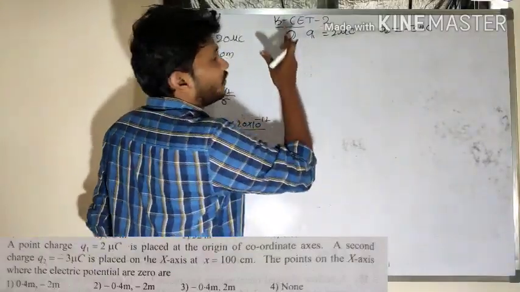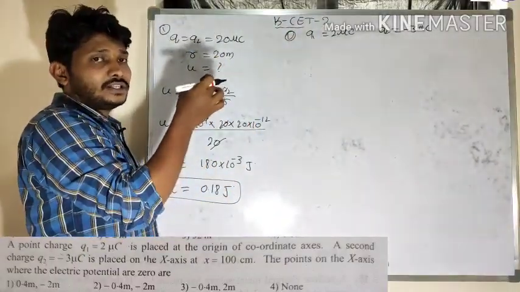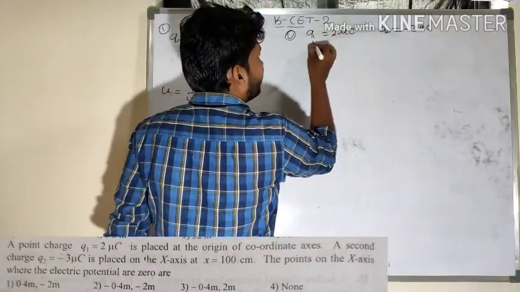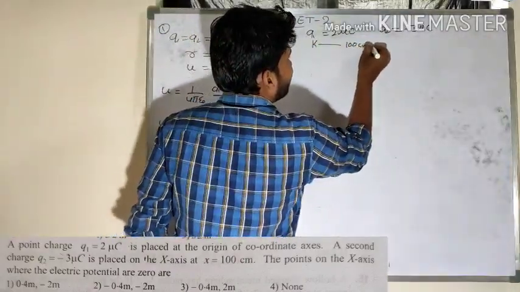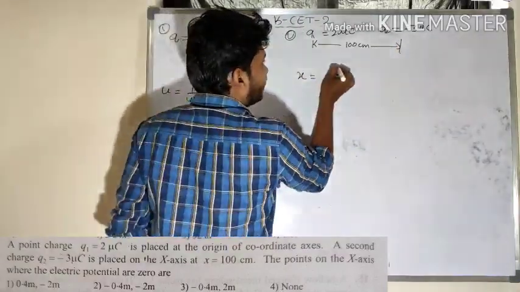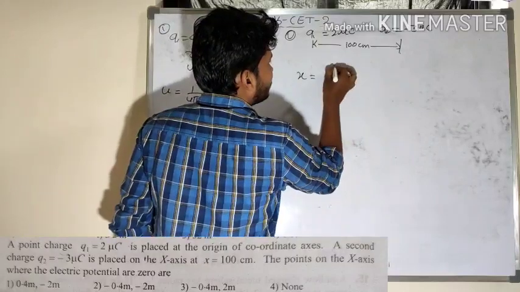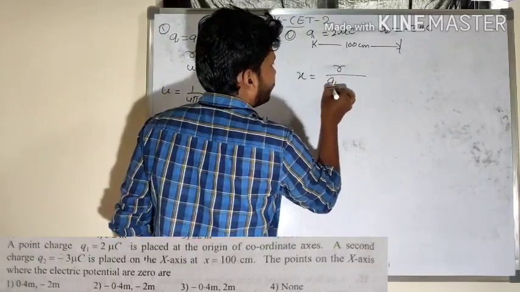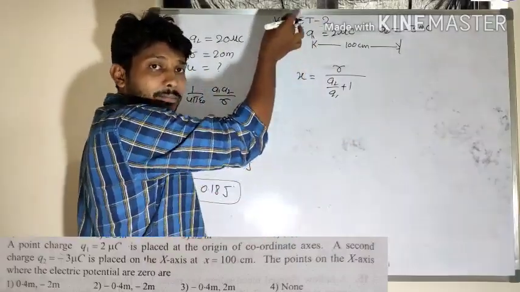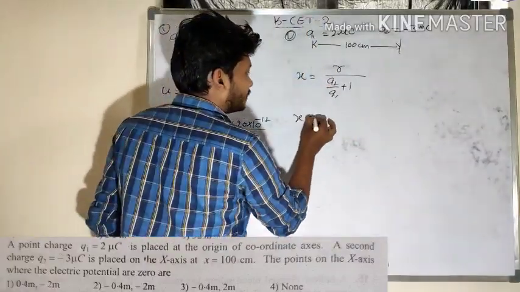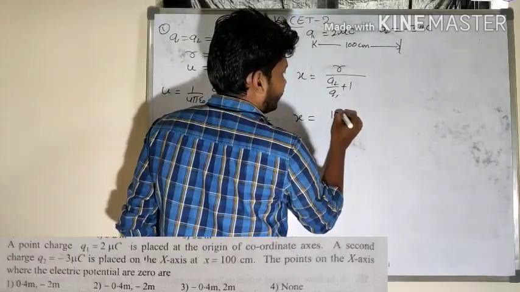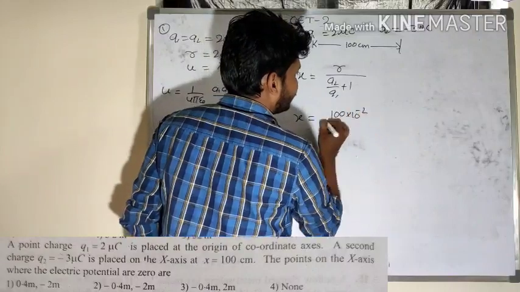So for example, for the charges, where will that potential be 0 here? Two charges they mentioned, and the distance between these two charges is 100 centimeter. Then what is the connecting formula? I said, in order to determine the neutral point, x is equal to R divided by Q2 by Q1 plus 1. Potential zero is possible between the charges, so plus 1. So x is equal to R, meaning 100 centimeters, 100 into 10 to the power of minus 2 here.